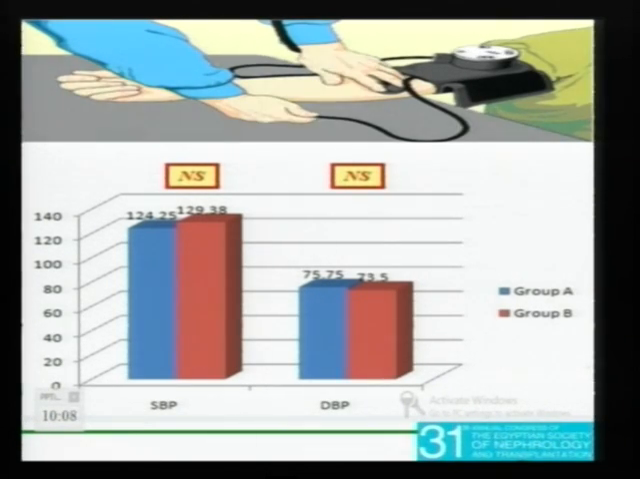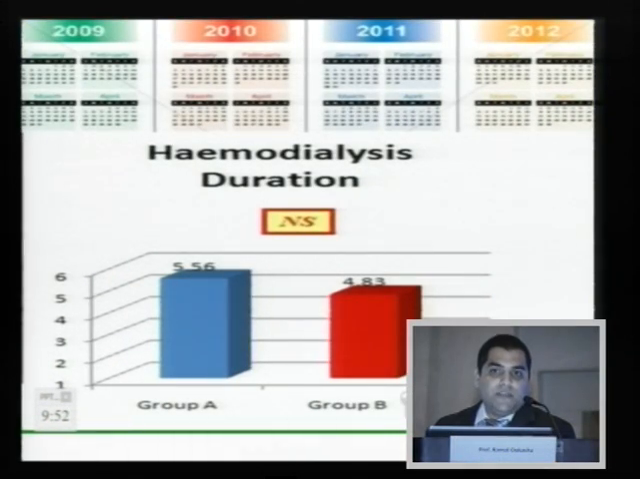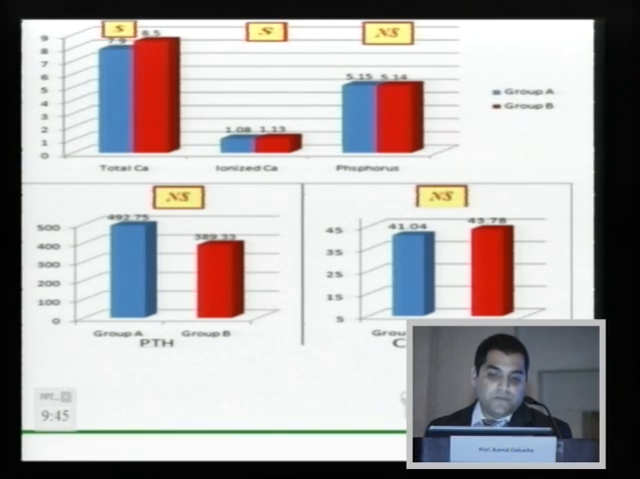Regarding blood pressure, we found that there was no significant difference between group A and group B, but the systolic blood pressure in the high calcium dialysate group was higher than in the low calcium dialysate group, 129 versus 124. Regarding hemodialysis duration, the mean duration in both groups was 4 to 5 years, with no significant differences.